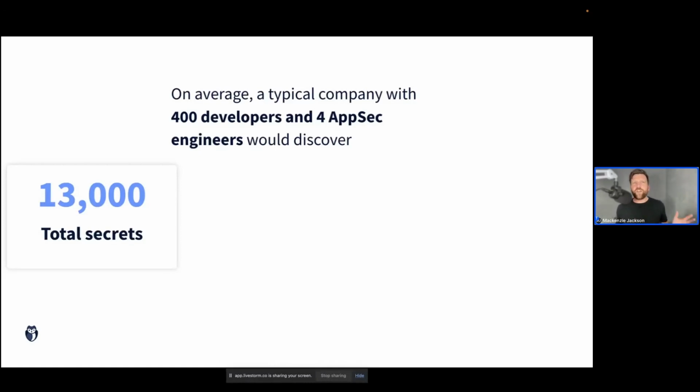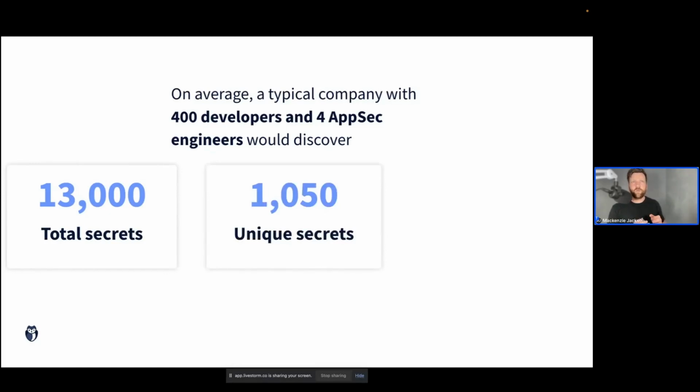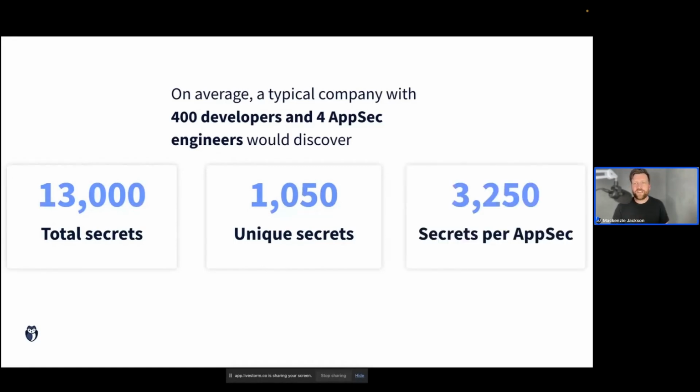So you've discovered 13,000 secrets. Now, about 1,000 of these will be unique because once a secret enters your repository, it will clone itself. But how do you know that the secret's repeated? How do you know that these 1,000 secrets are unique? You've got 13,000 secrets, which basically means you've got 13,000 incidents that you have to investigate. It doesn't matter that they're repeated because at this point, you don't have that information. So what does that work out to? It works out to about 3,250 secrets per AppSec engineer.